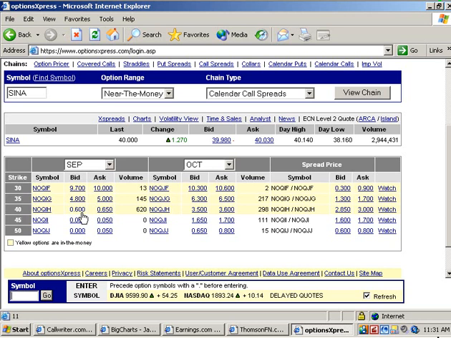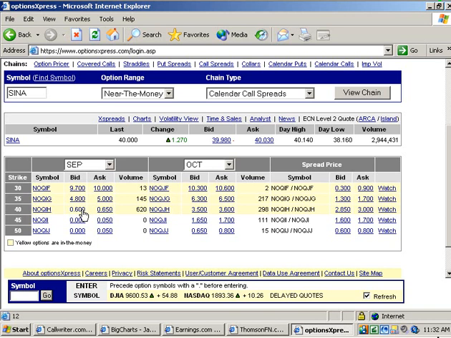So that's basically what we're going to do: we're going to buy the October and sell the September, okay? So we're going to buy the October 40, and anytime you're buying something, you always have to match the asking price. And anytime you're selling something, you have to match the bid price. So that's why we're buying the October at the asking price, and we're selling the September at the bid price. And that's how we do a calendar spread, okay?